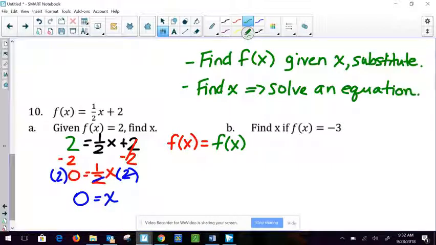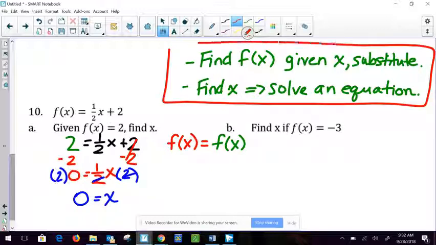Feel free to go back and rewind if you missed any of the information presented. Otherwise, I feel like you guys are ready to start tackling your homework questions. Just remember, if it says find f of x given an x value, you're going to use substitution like we did on the front side of the notes. If it says find x, then you're going to be solving an equation like we did on the back side of the notes. So look for your key terminology, and that will benefit you more than anything else.